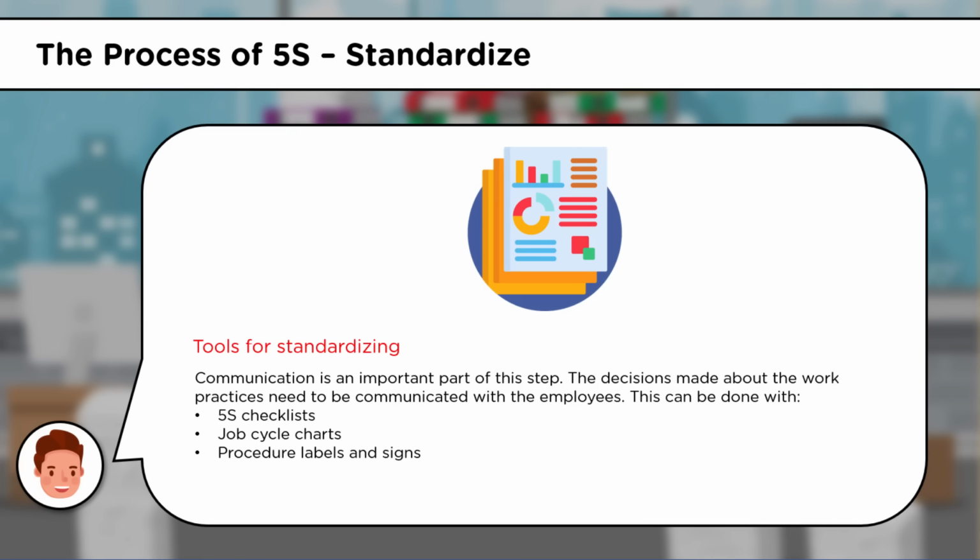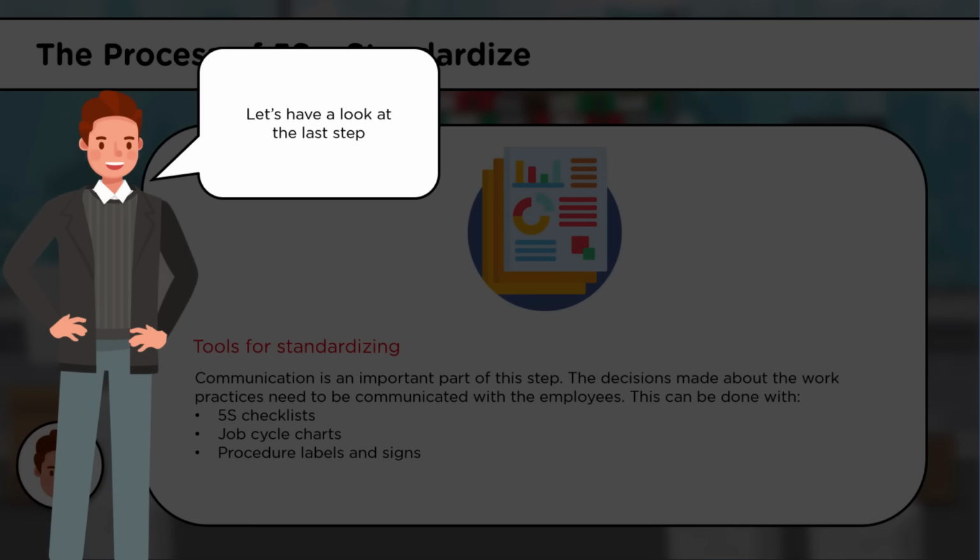Then you need to use tools for standardizing. Communication is really important in this step. Decisions made about the work practices need to be communicated with the employees. This can be done with 5S checklists, job cycle charts, and procedure labels and signs. And now let's have a look at our last step.